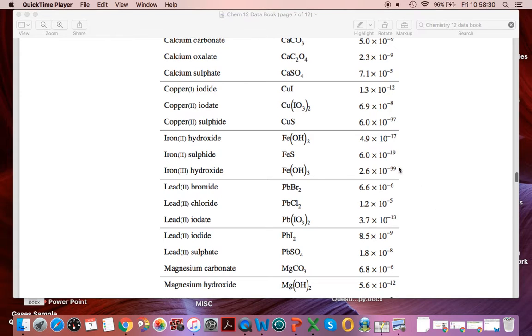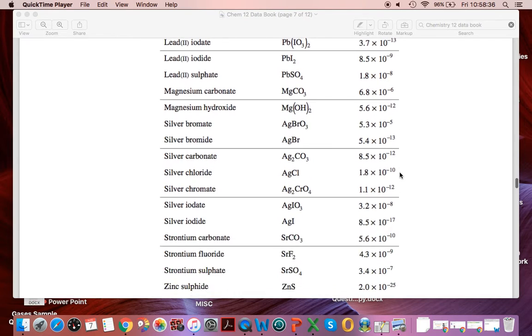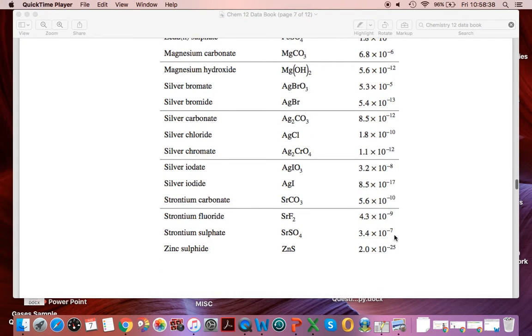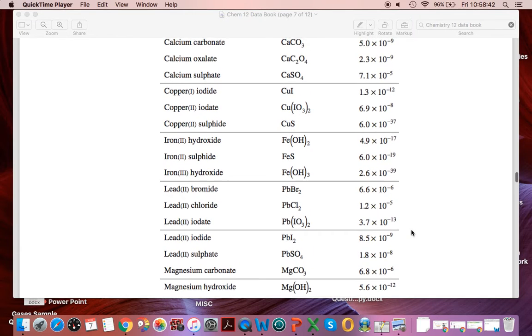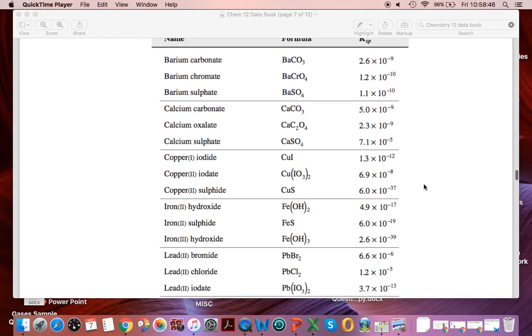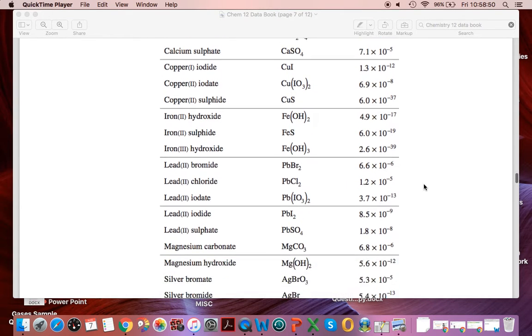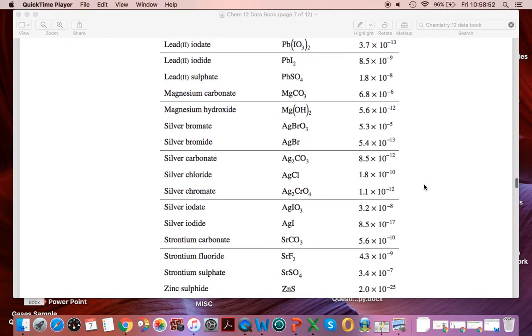You can see some numbers are incredibly tiny, like the iron 3 hydroxide, 10 to minus 39. And some are moderately soluble. 10 to minus 7 is not too bad. 10 to minus 5, minus 6, that kind of thing. For something that's not soluble, it's pretty soluble for not soluble. How's that for mumbo jumbo?